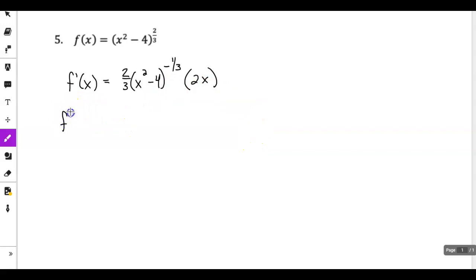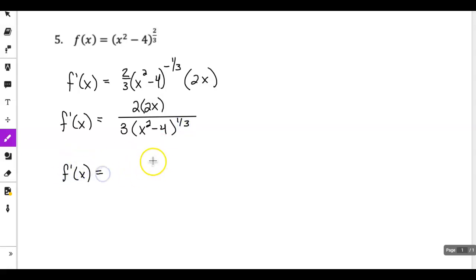So here's what my simplified derivative looks like. In my numerator, I have a 2, and then I have this 2x. And in my denominator, I have the 3 from the 2/3, and then I also have the x squared minus 4, and then it's going to be now to the positive 1/3 power. And we could simplify that just a little bit more, and you don't have to do this part, but the 2 times 2x is going to be 4x, and then in the denominator, we have 3 times (x squared minus 4) to the 1/3 power.